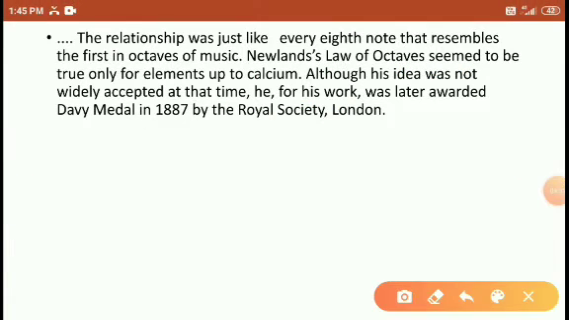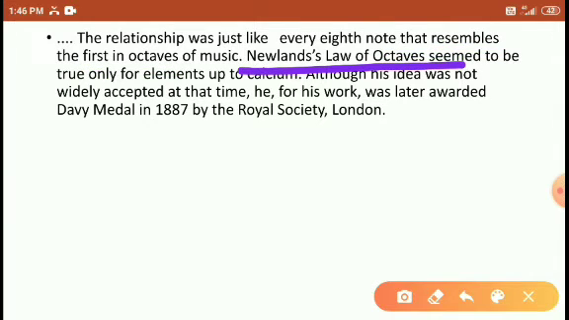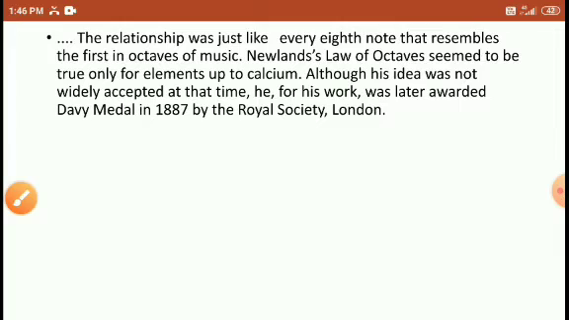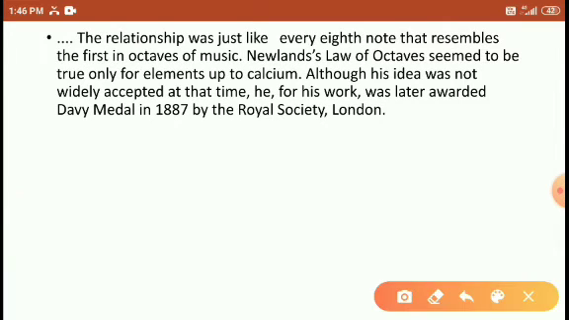Okay, and the relationship is just like this: every eighth element is similar to the first, so it is called Newlands' law of octaves. Newlands' law of octaves seems to be true only up to calcium. But the idea was not widely accepted at that time, because after the discovery of the noble gases, this theory fails. Right, students?